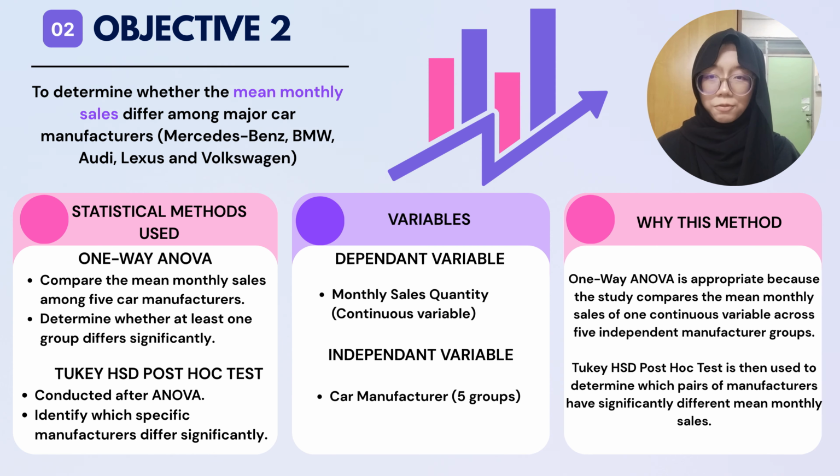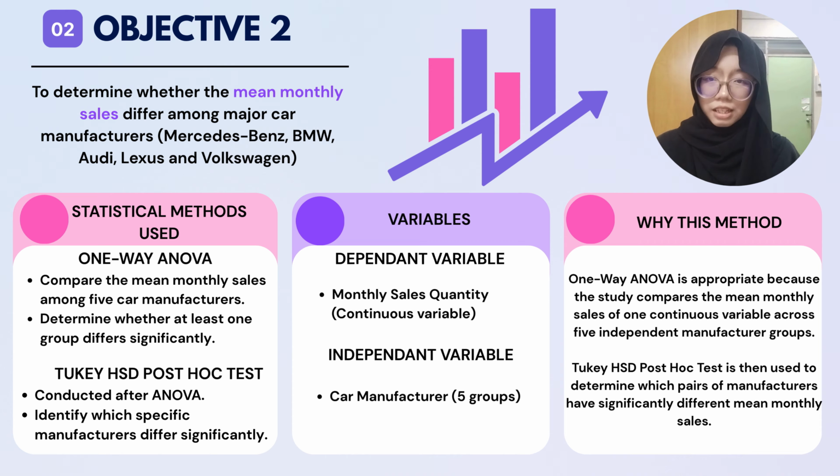Next, I will present Objective 2 of our study. The objective is to determine whether the mean monthly sales differ among 5 major car manufacturers, namely Mercedes-Benz, BMW, Audi, Lexus and Volkswagen in Norway from 2007 until 2017.